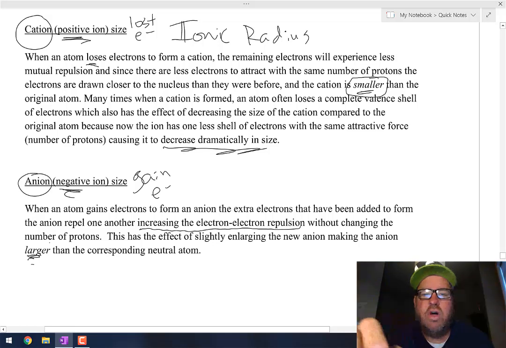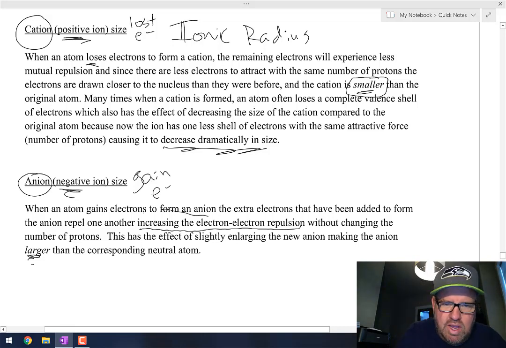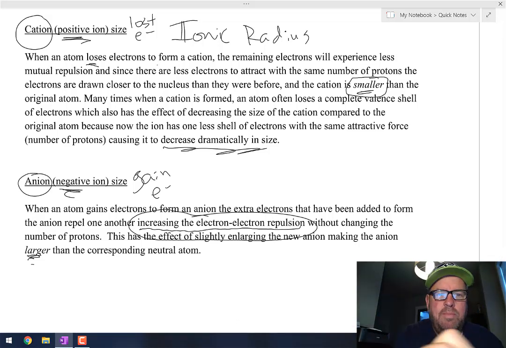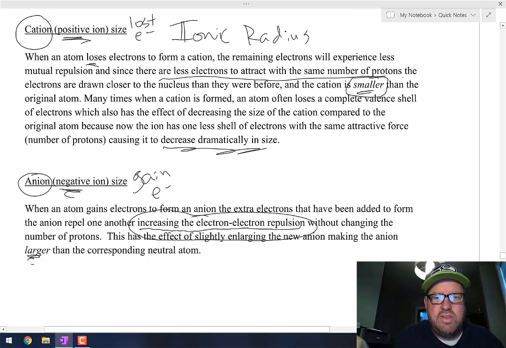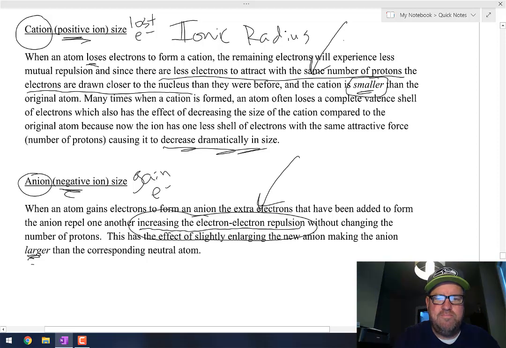So cations always get smaller because the same number of protons, and now you have less electrons to attract. Anions always get bigger because you have the same number of protons, but now you have more electrons to attract. And here you're increasing the electron-electron repulsion, okay? Whereas here, there are less electrons to attract with the same number of protons, so the remaining electrons are drawn closer to the nucleus. Okay, if you have to explain why, that's the why right there.